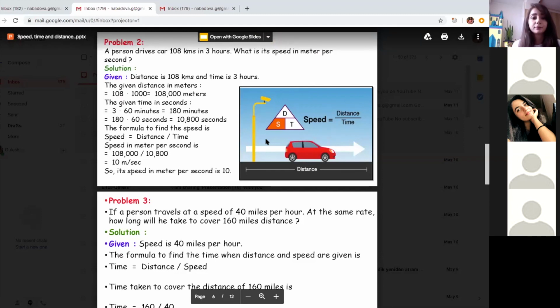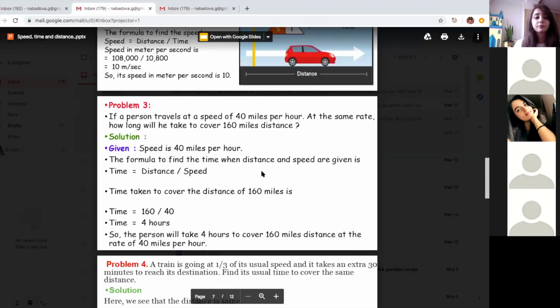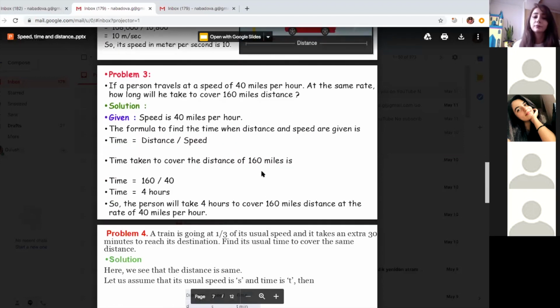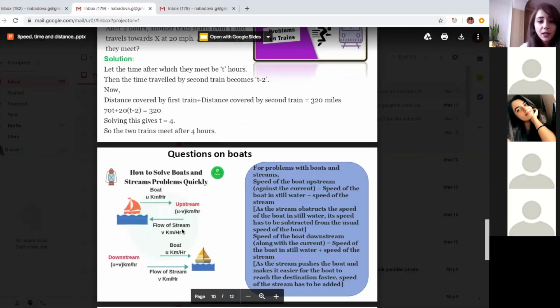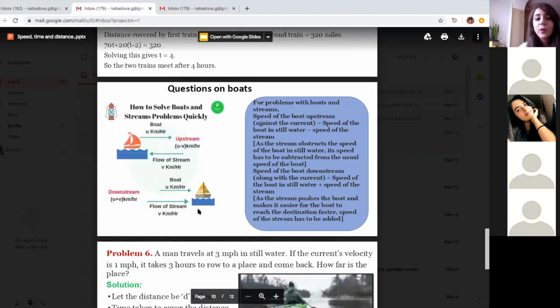Problem number 3. These questions require us to find time. As we know, time is equal to distance over speed by the formula. So the person will take 4 hours to cover 160 miles of distance at the rate of 40 miles per hour. And there are plenty of methods for solving problems. Let's continue with questions on boats.